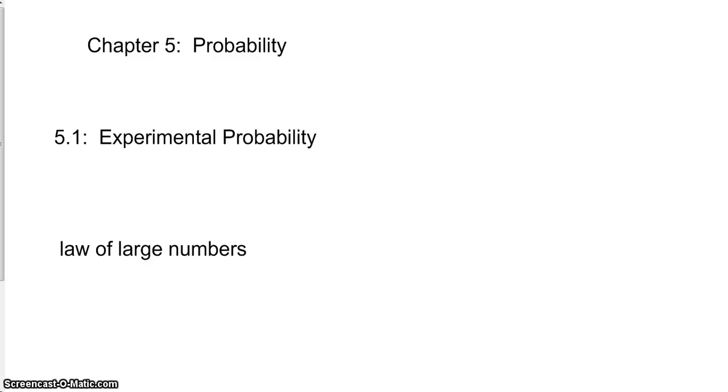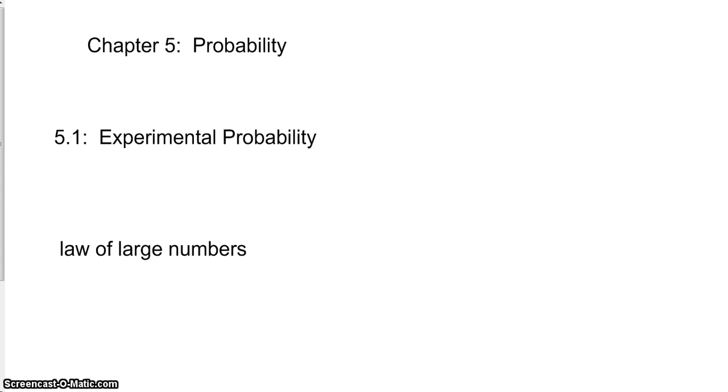All right, chapter 5, we get into the idea of probability. First section's pretty quick and easy. We talk about experimental probability. Experimental probability simply is the idea of conducting an experiment to see what the probability of some event is.